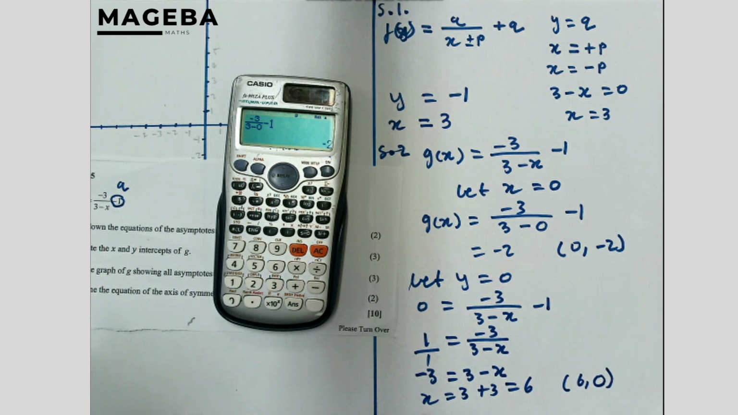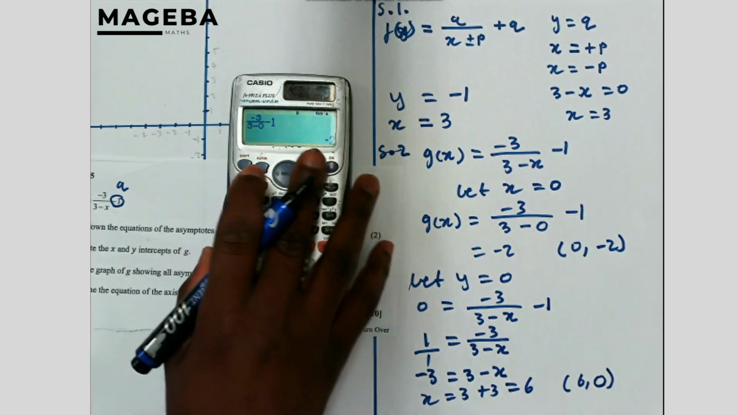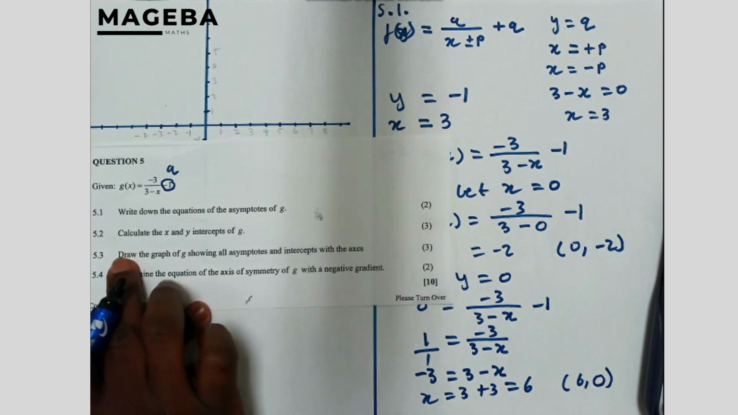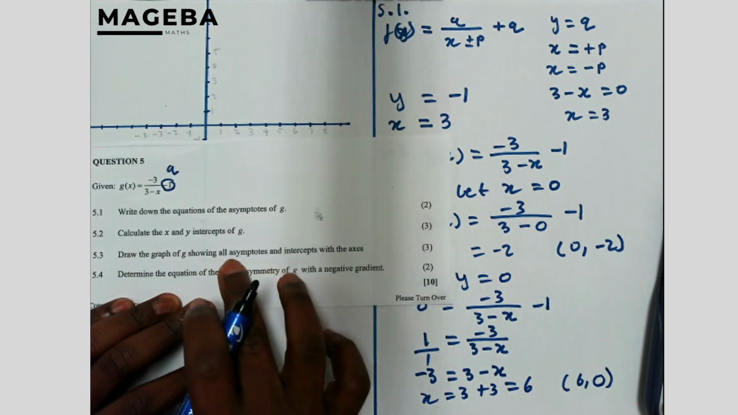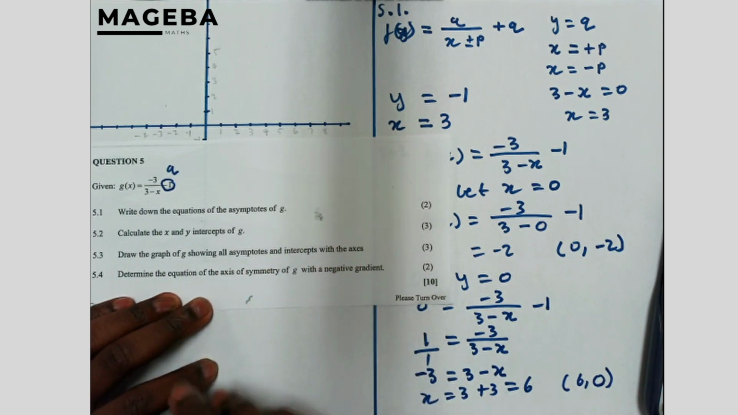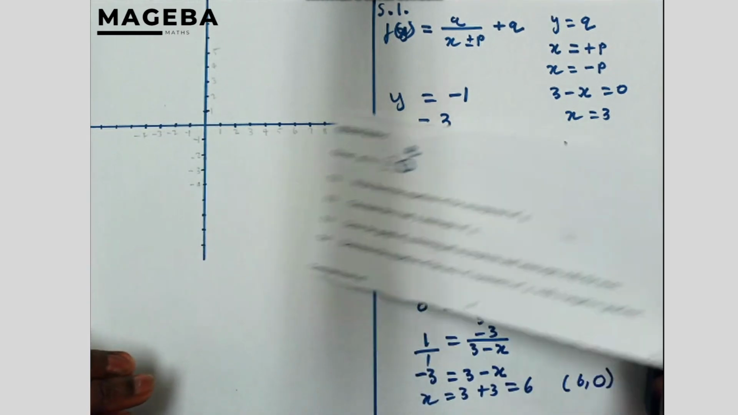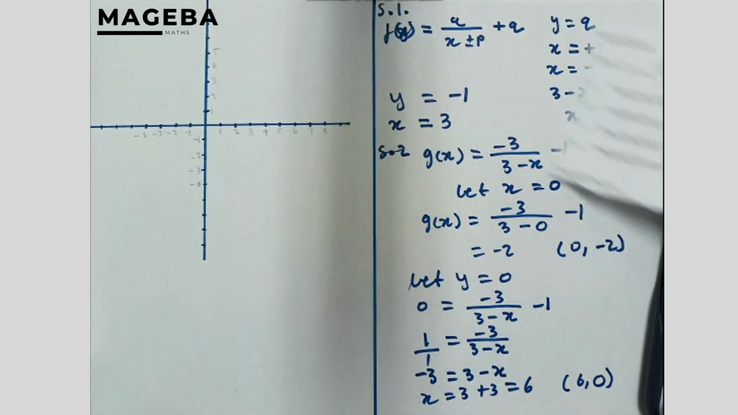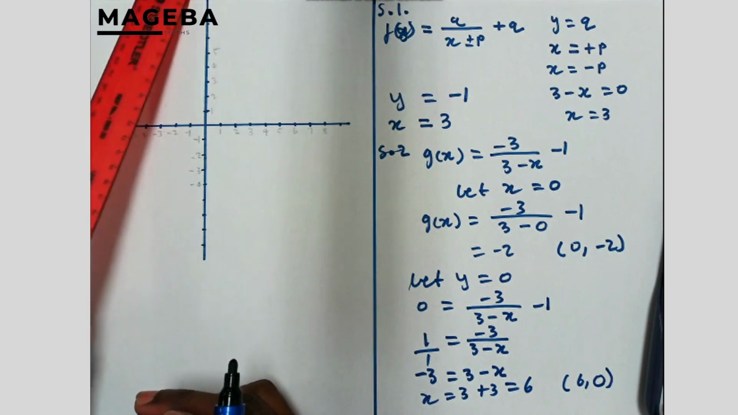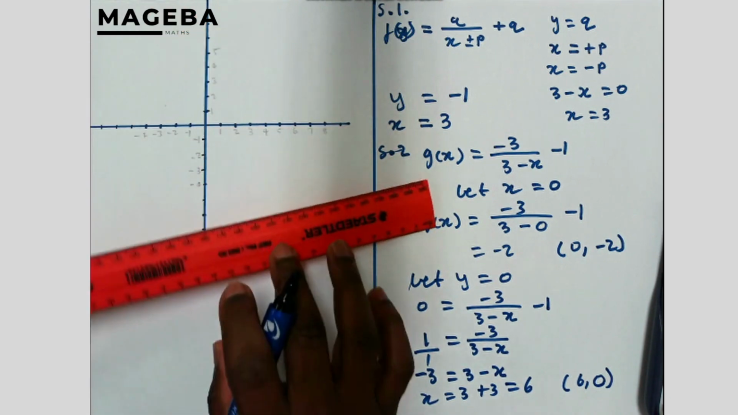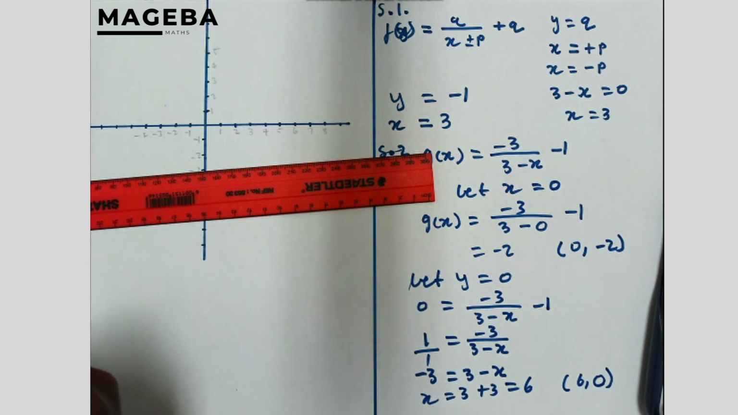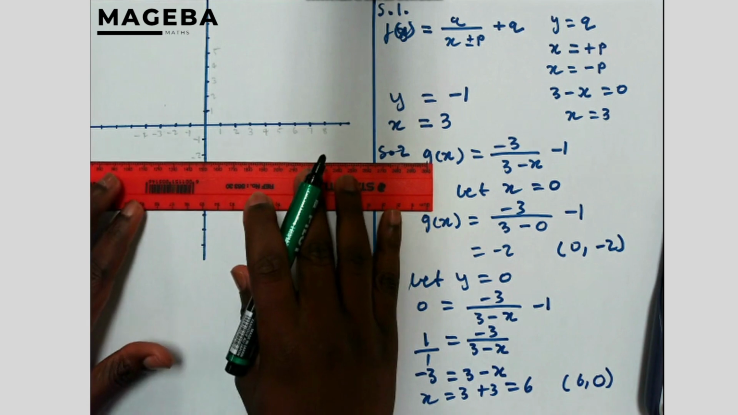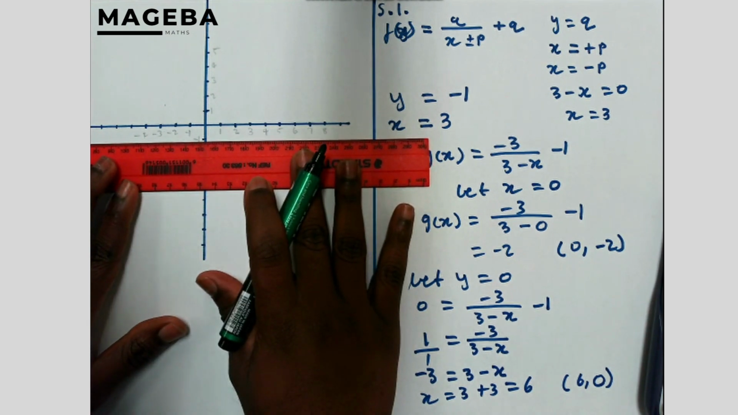I hope everyone understands. And then following question, now it's saying draw the graph of g, show all the asymptotes and the x-intercept. Now let's go to our Cartesian plane here to draw our graph. For the y asymptote, we know that y is equal to -1, so this is our y asymptote here.